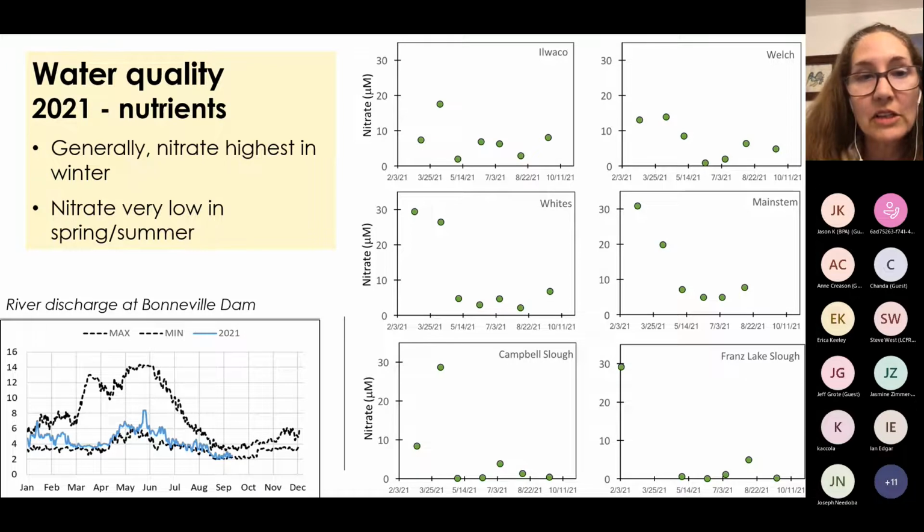But because the river flow was very low this year, there was, normally there's a dilution of the growth of the primary producers, and that didn't happen. So after the winter flows, there were low nutrients at pretty much all of the sites, close to zero, which is somewhat unusual for the time series. Nitrate was very low in the spring and summer, and is generally high in the winter. You can see at Campbell's Slough those numbers get very low after about May.